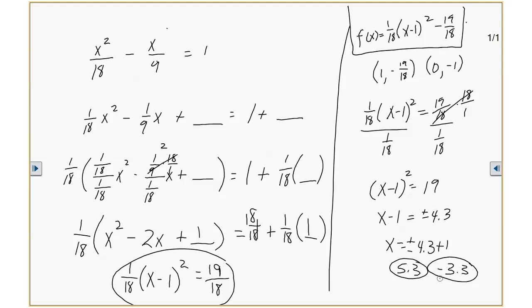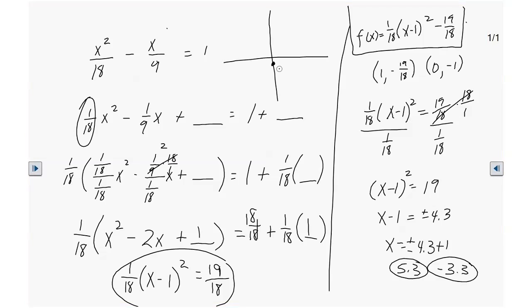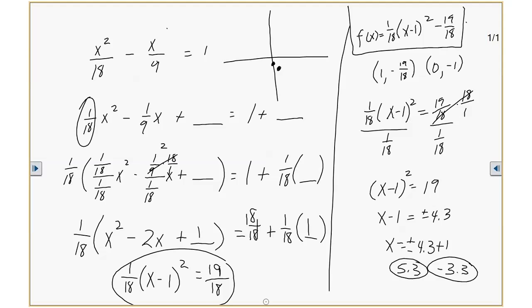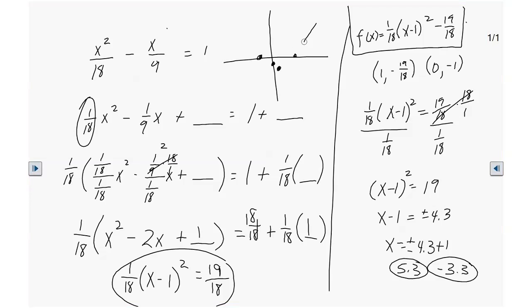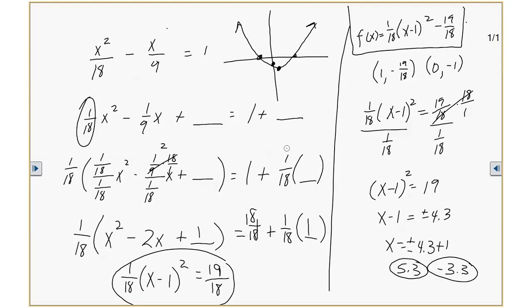Somebody find out what's the square root of 19? 4.35. Okay. It's close enough for government work. What kind of parabola is it going to be? Wide or skinny? Wide. See. 0, negative 1. And 1, negative 1. Like that. And negative 3.3. And 5.3. That's it.